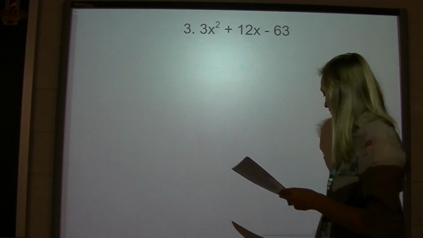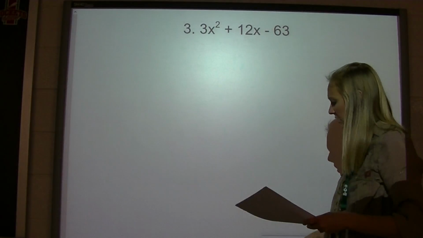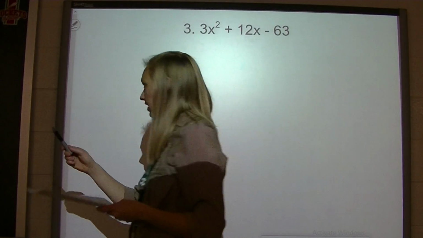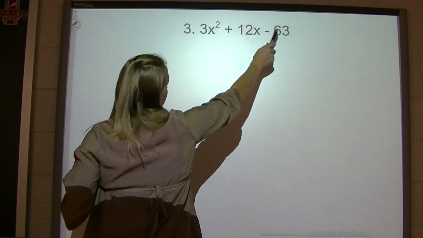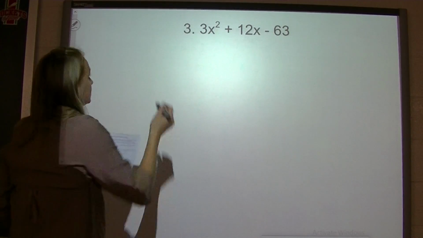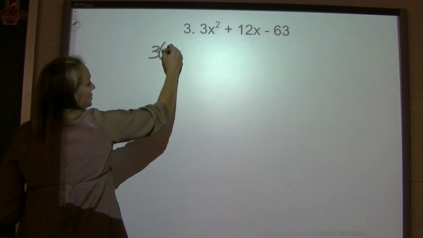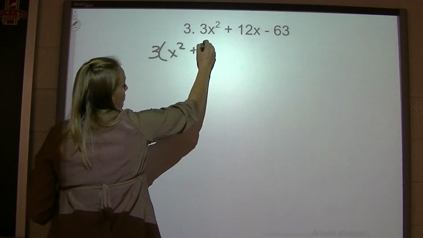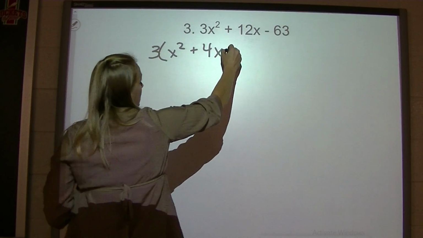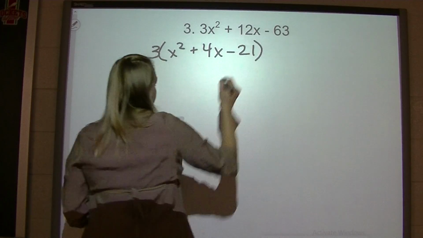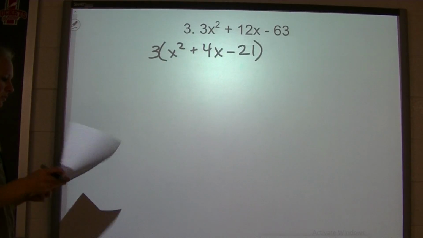Now the only time it would be minus 3 is if this was a minus 12. Okay, and then question 3, we start back at the beginning. Ask ourselves, is there a common factor? 3, 12, and 63. Yes, the common factor is 3. Factor that out. So we have x squared plus 4x minus 21. And then, is there a difference of squares?